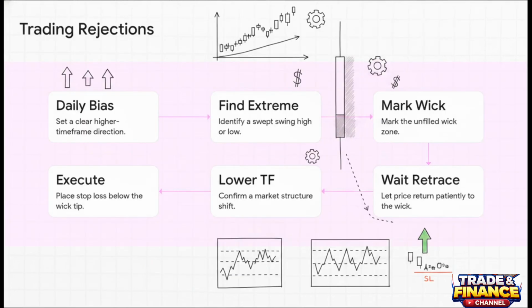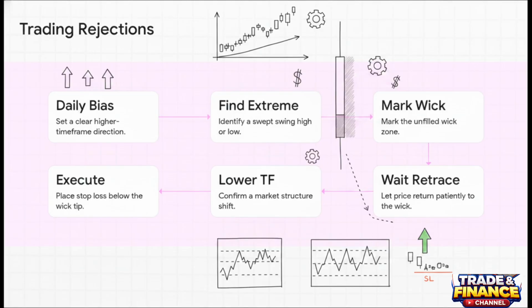Okay, so how do we actually trade this thing? Here is this simple 6-step playbook for a bullish rejection block. Step 1, set your daily bias. Seriously, never trade against the macro trend. Step 2, find a swing low that just got swept by a long wick. Step 3, highlight that exact wick zone. Step 4, and this is where people mess up, wait patiently for the price to retrace back into that wick later. Don't chase it.